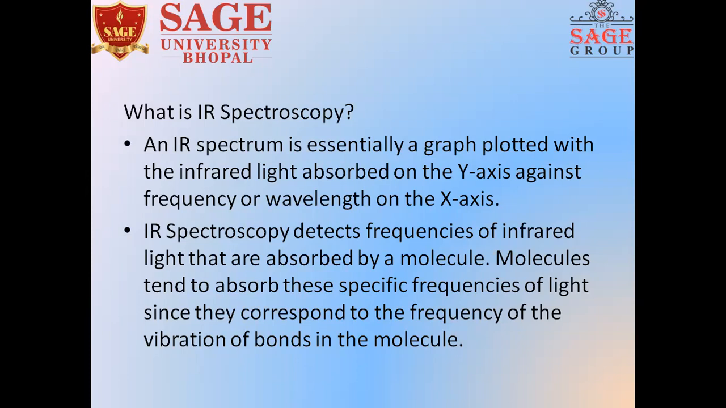Further moving on, IR spectroscopy detects the frequencies of infrared light that are absorbed by a molecule. Molecules tend to absorb these specific frequencies of light since they correspond to the frequencies of vibrations of the bonds in the molecule. And these vibrations are recorded in the form of graphs.